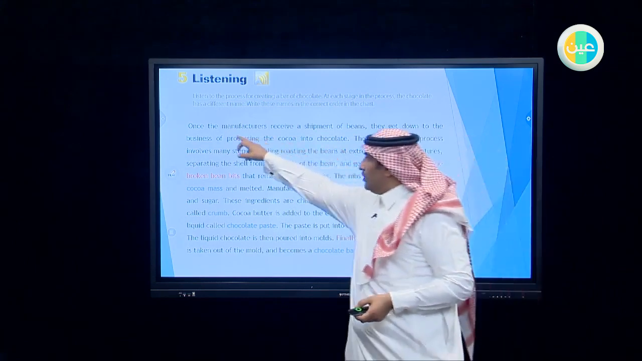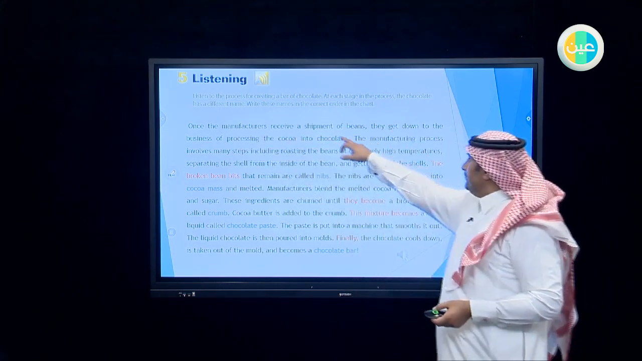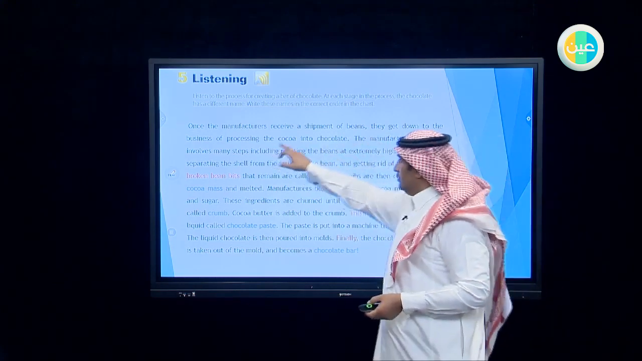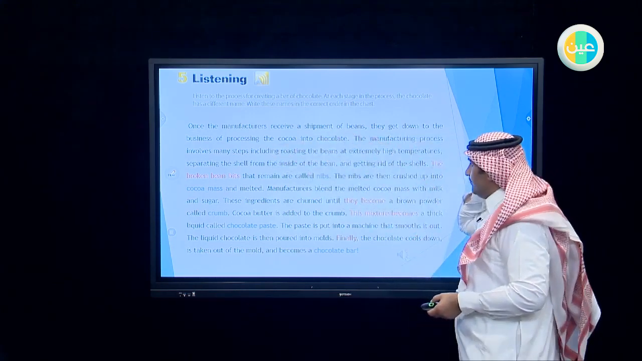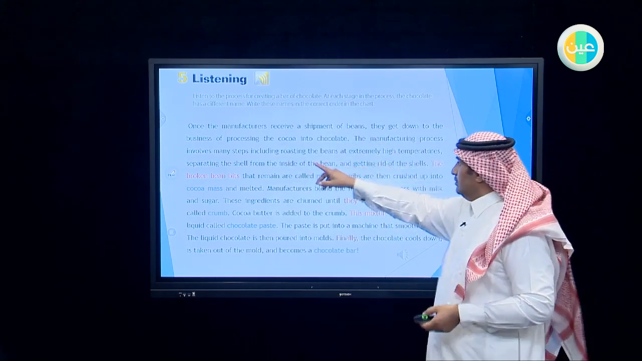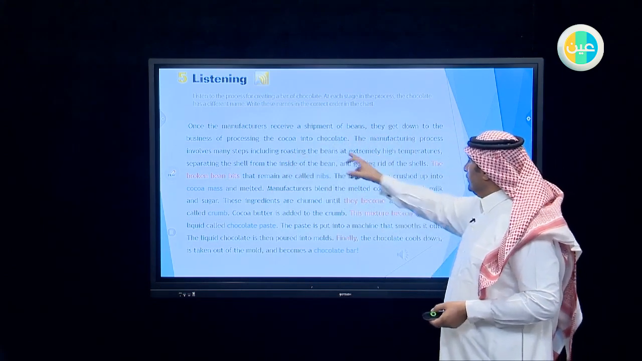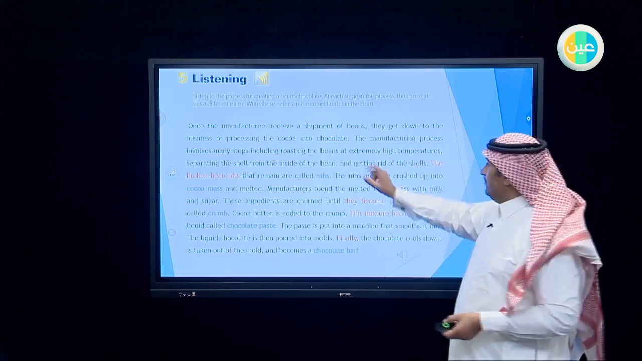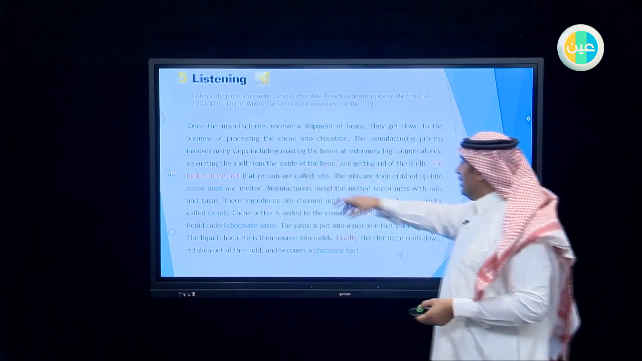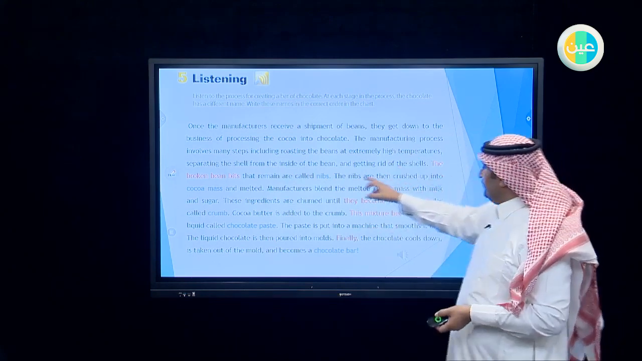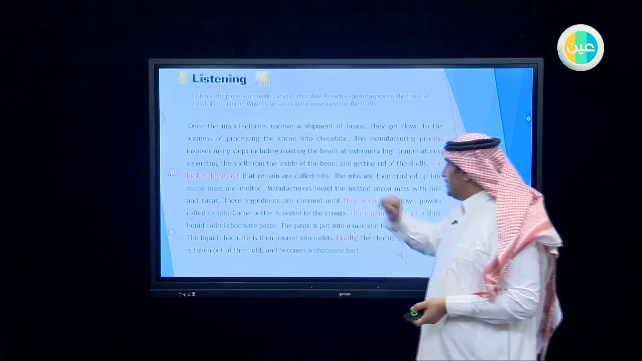Once the manufacturers receive a shipment of beans, they get down to the business of processing the cocoa into many chocolate products. The manufacturing process involves many steps, including roasting the beans at extremely high temperatures, separating the shell from the inside of the bean, and getting rid of the shells. The bean bits that remain are called nibs.